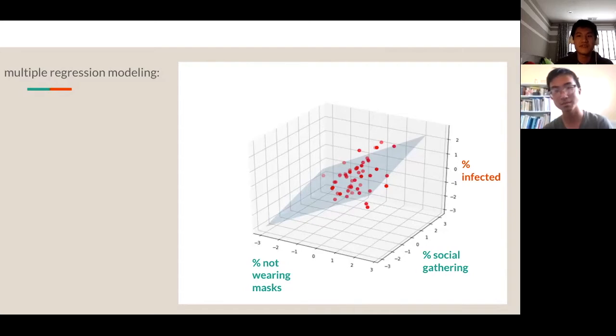Multi-variable, we're gonna talk about multiple variables, right? So this here is how two independent variables affect one dependent variable. As the percent of not wearing masks increases and the percent of social gathering increases, you can see on the z-axis, which is, now it's turning 3D, we have a third axis now, the percent of being infected shoots up.